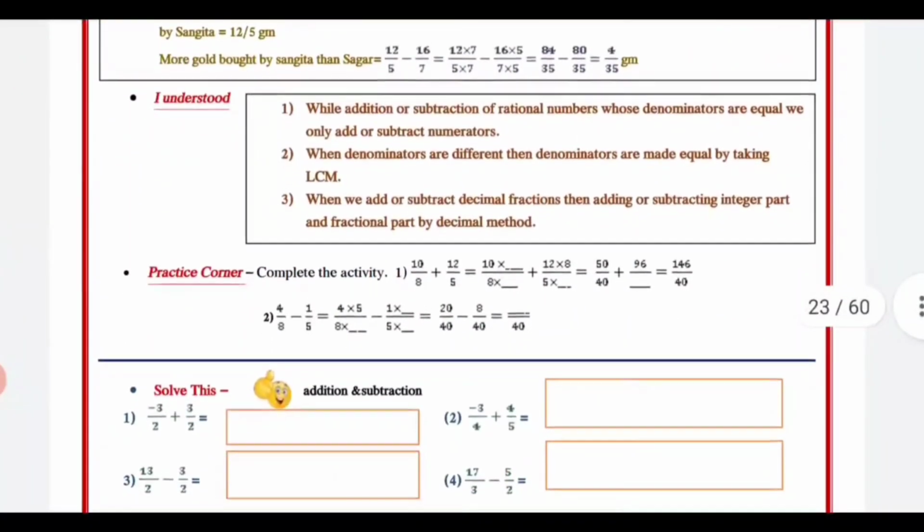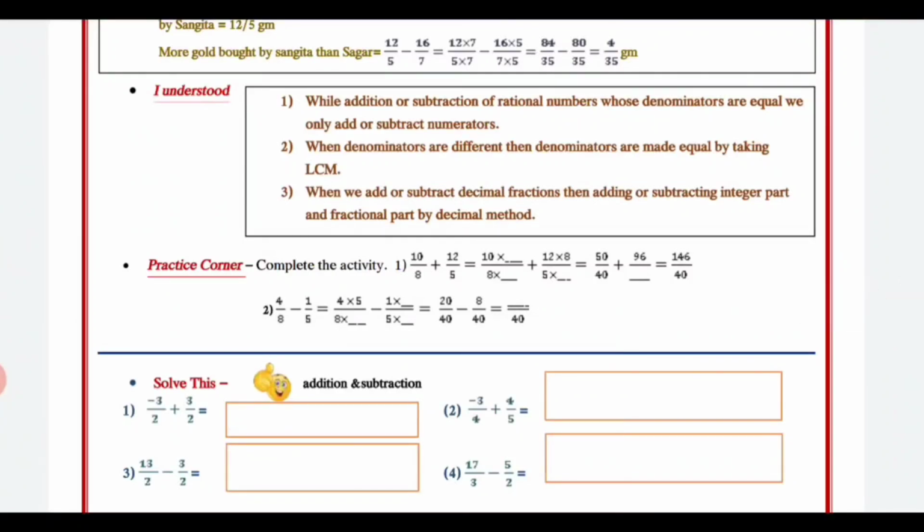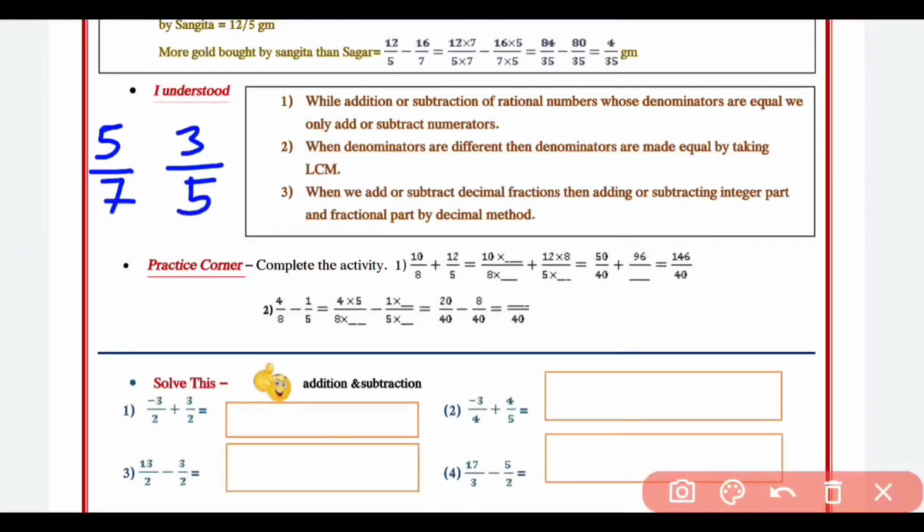So for doing the addition and subtraction of rational numbers, which things will we have to remember? We have to remember that while adding and subtracting rational numbers, the denominator should be equal. Then only we can add and subtract the rational numbers. If there are two numbers, for example 5 upon 7 and the second number is 3 upon 5, you have to make the denominators equal, and then only you can add these two numbers. Here the denominator is 7, here the denominator is 5. So for adding these numbers, you have to see that the denominator should be equal.